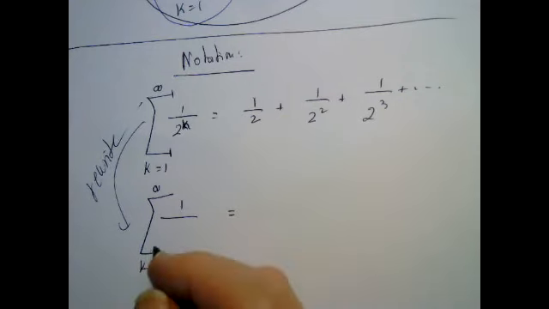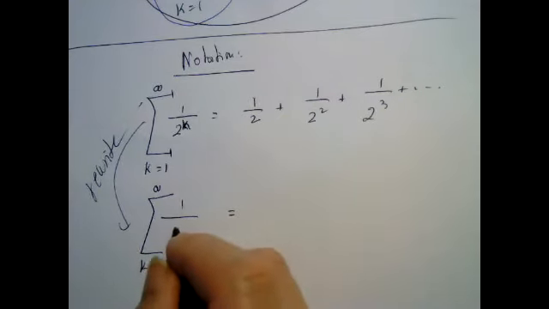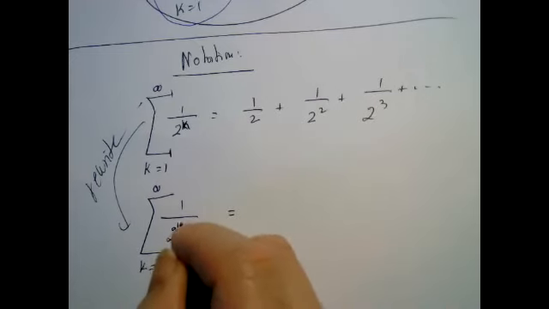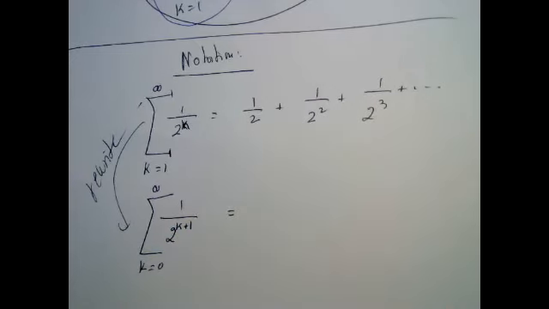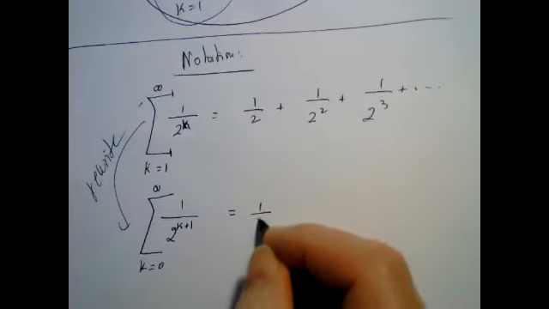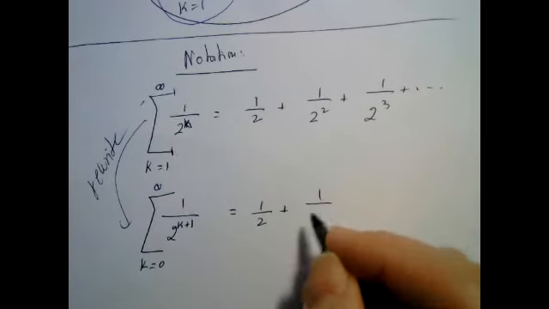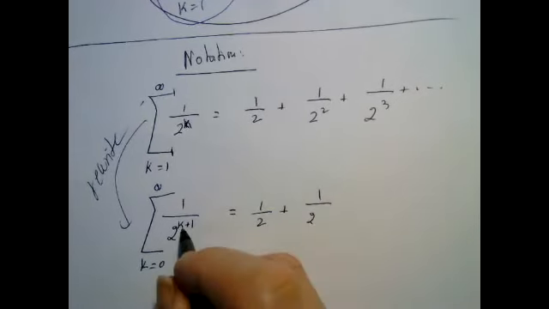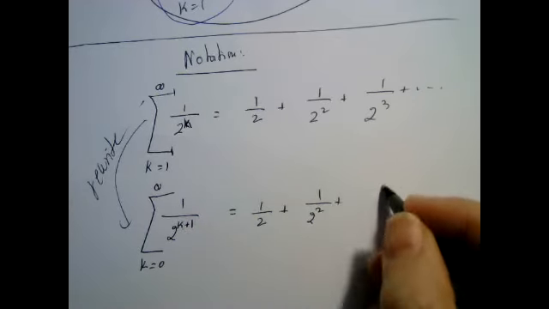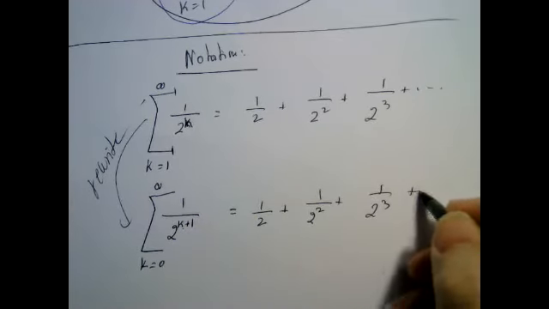Okay. Suppose I write this like that: 1 over 2 to the power k plus 1, k equals 0 to infinity. Am I talking about the same sum? Yes or no? Yes. How do we tell? Just plug in terms. If k is 0, it's a half. If k is 1, it's a square. If k is 2, it's a cube, and so on and so forth.